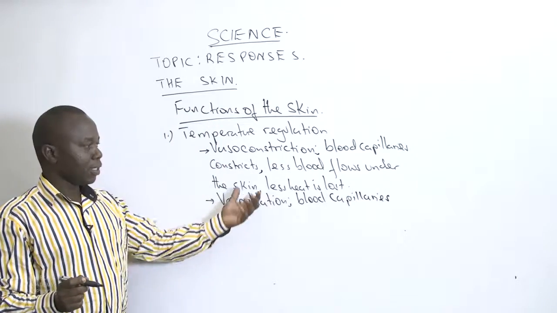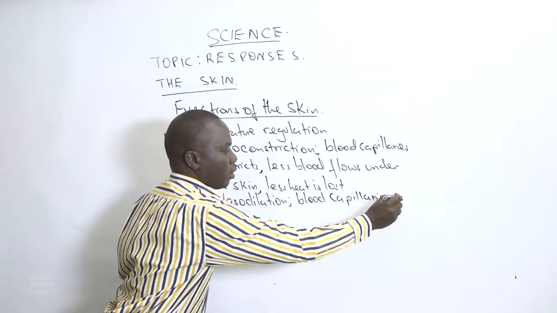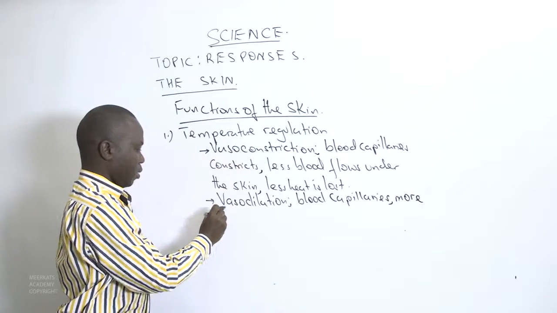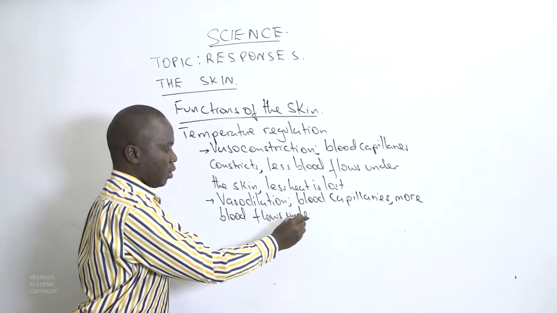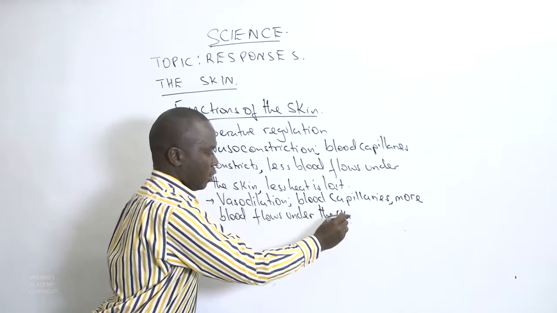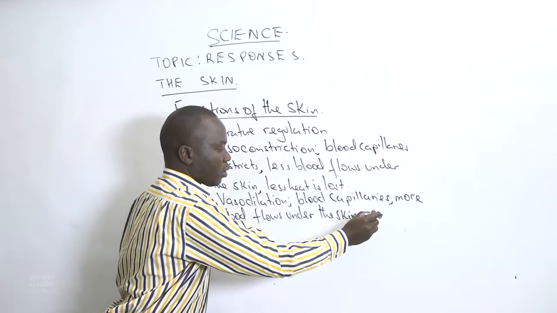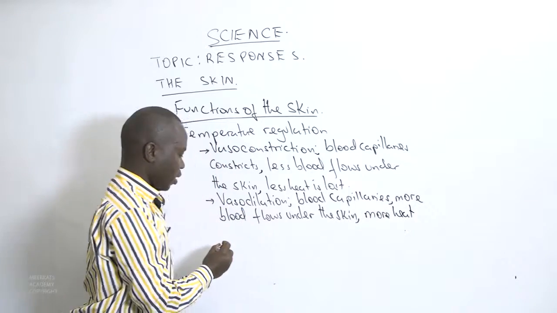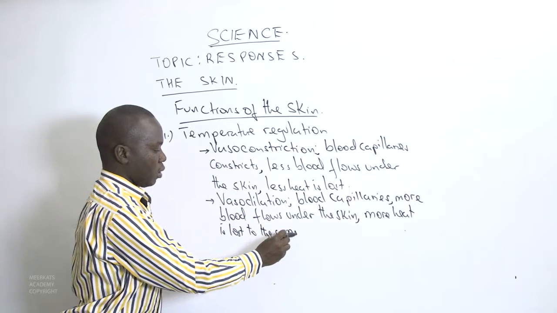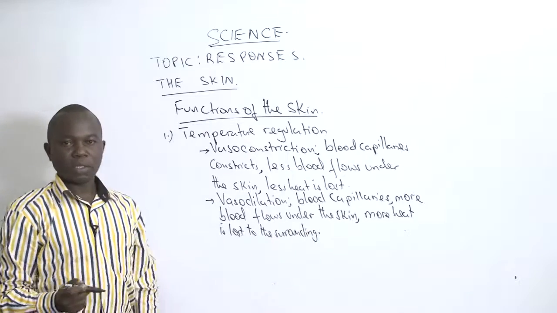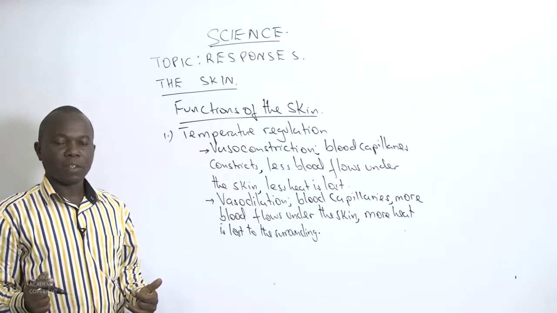When blood capillaries dilate, it will allow more blood to flow under the skin. More blood flows under the skin. The effect of this, heat will be lost. More heat is lost to the surrounding. So that is how the skin is involved in temperature regulation.